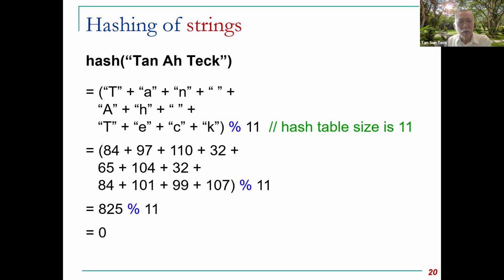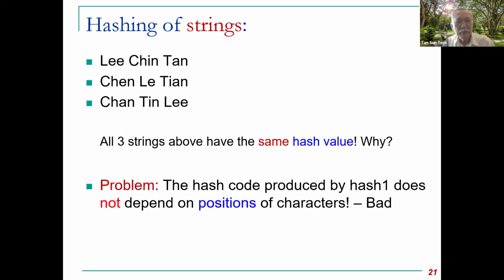Okay, that's good, but then the problem is we can have this situation, right? So we have these three persons, Li Qingdan, Chen Letian, Chan Ting Li. These three are three different persons. Of course, one of the things that we have to remember is that most of the time we don't want to use the name of a person to create a hash table that uses the name as the key for indexing, right?